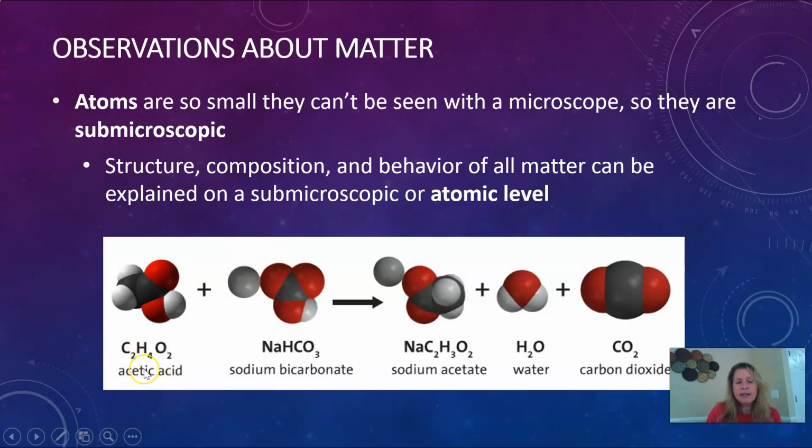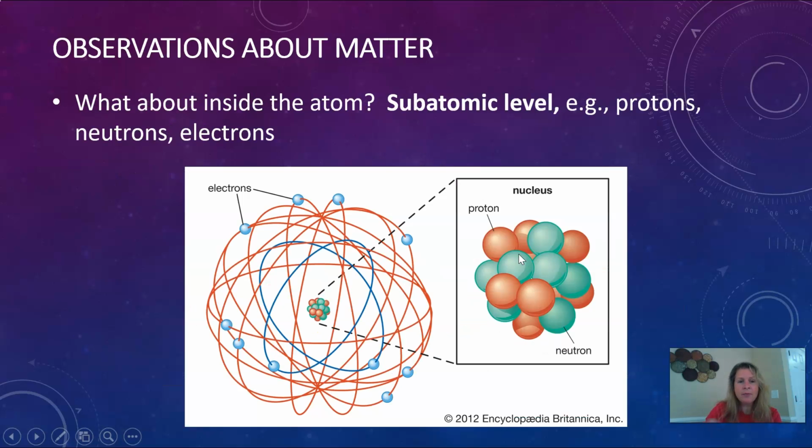Acetic acid, that's another name for vinegar. Vinegar is just very weak acetic acid. If I mix vinegar and sodium bicarbonate, which is baking soda, then I'm going to make a new product. There's sodium acetate, which is dissolved in water, and then that fizzing that we saw, that's carbon dioxide bubbling off. So that explains on the atomic level what happened in that reaction.